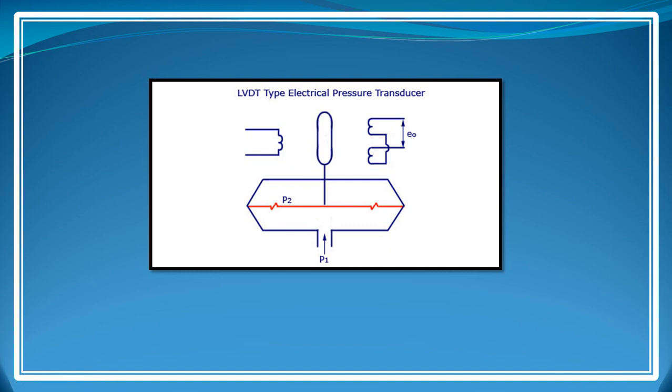So here is the catch: when we apply the input voltage to this primary coil, the secondary coil will generate a differential voltage output. When this plunger or this core moves, so when we apply this pressure, this core moves and the output voltage will be changed. So we can read this output voltage and we can calibrate it in the form of pressure. So this is also an important type of pressure transducer that is made by diaphragm.